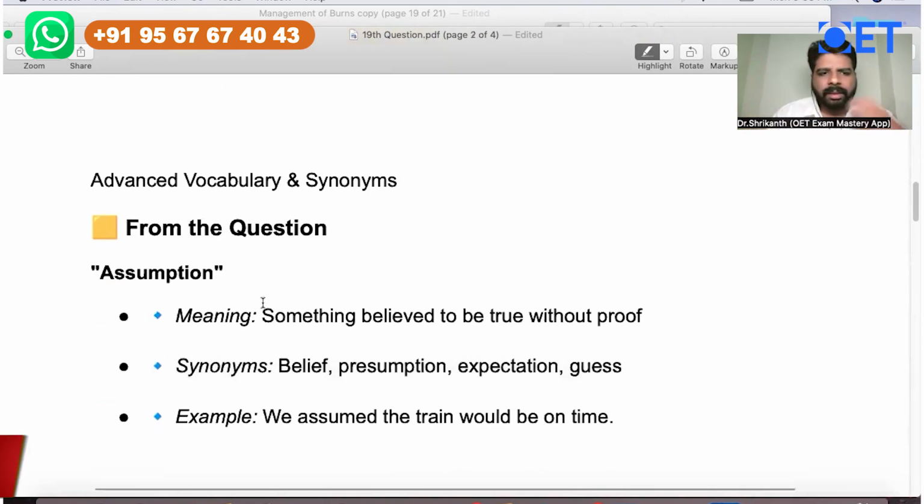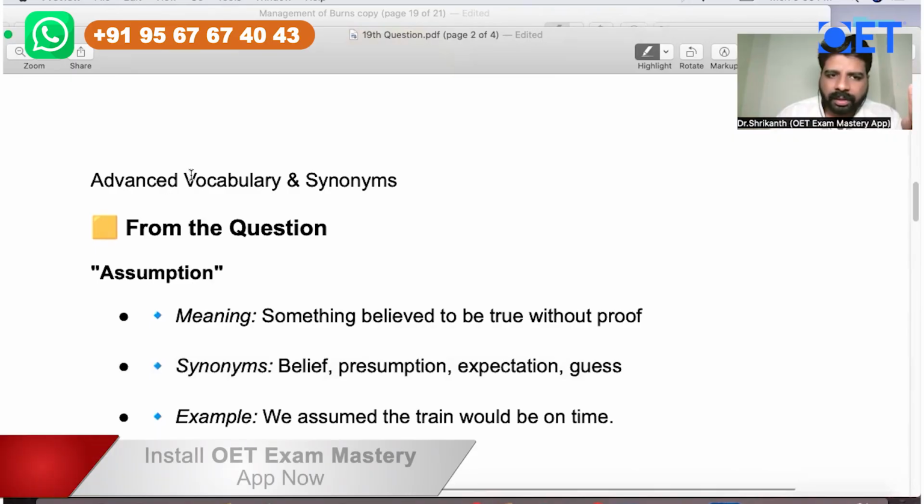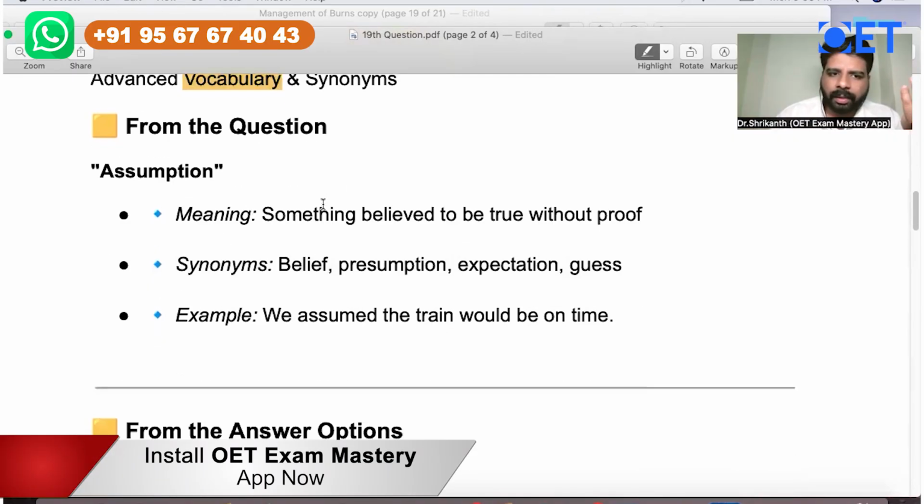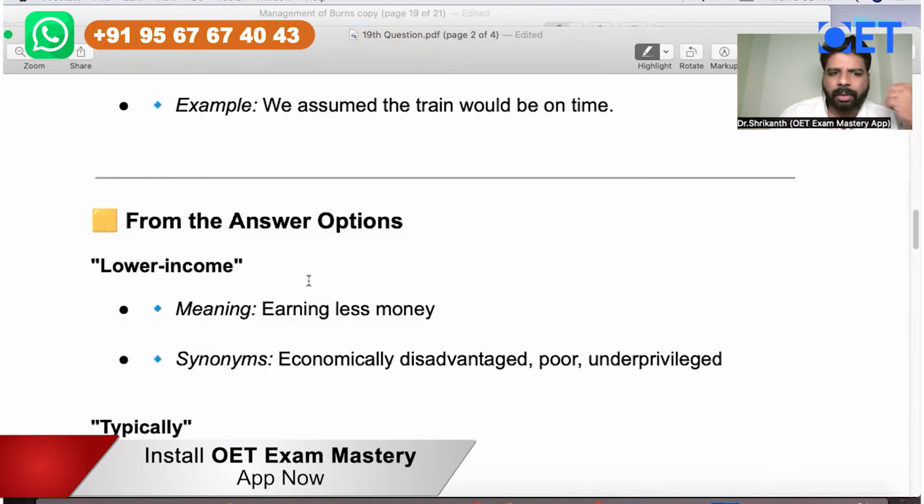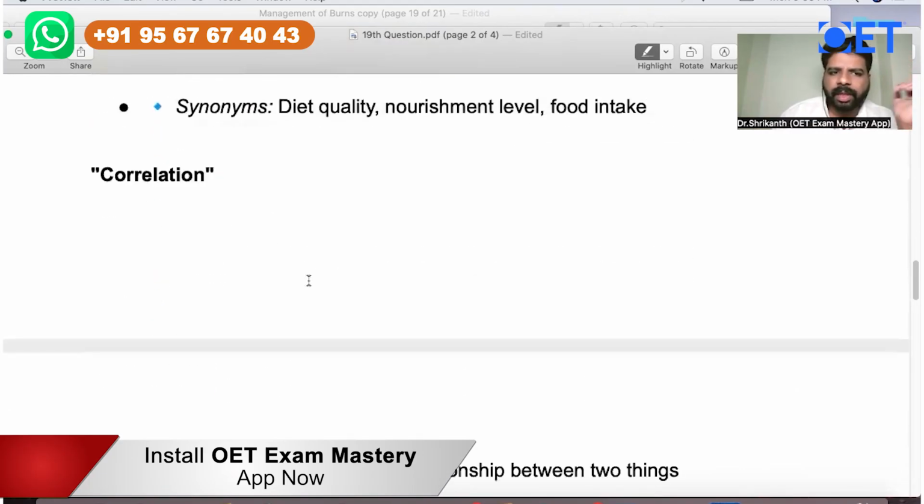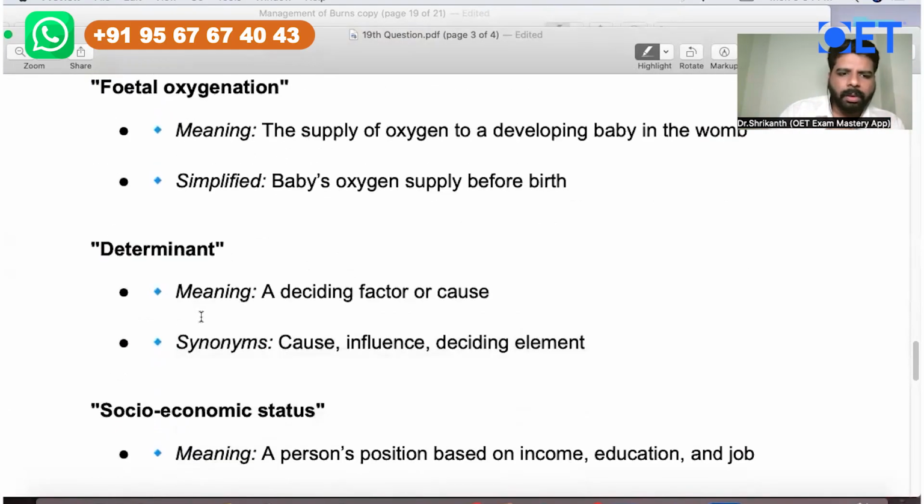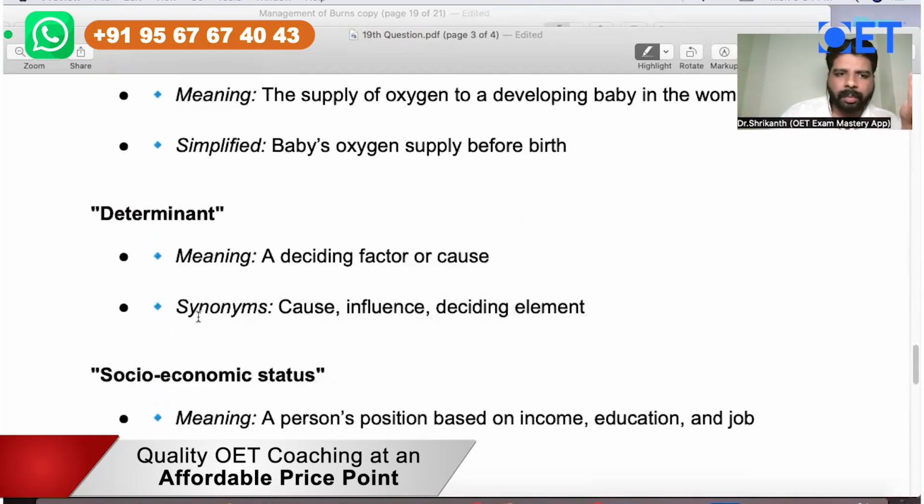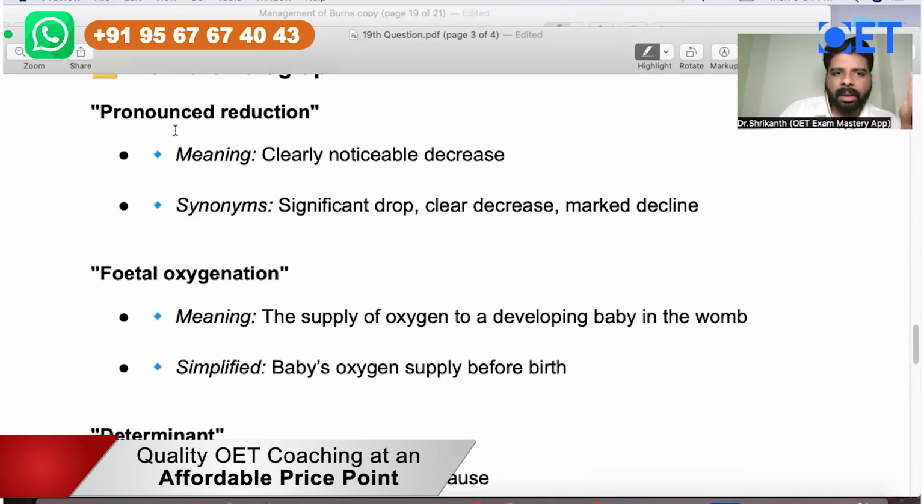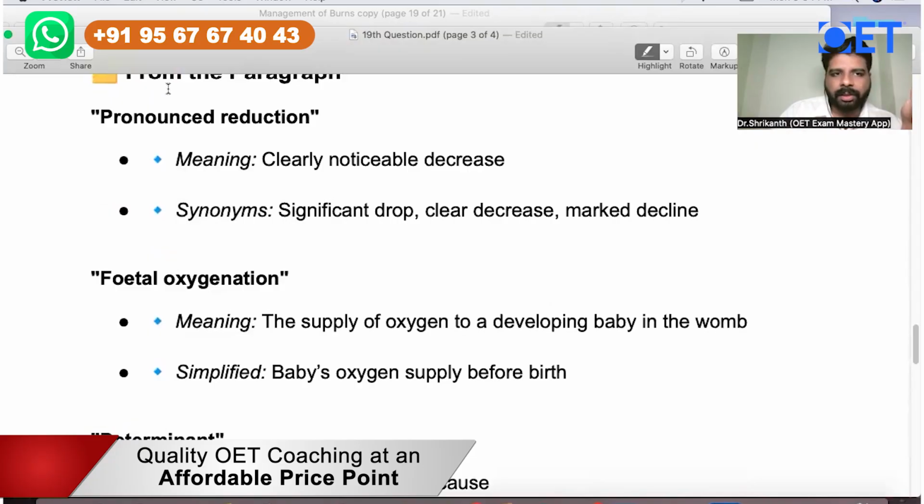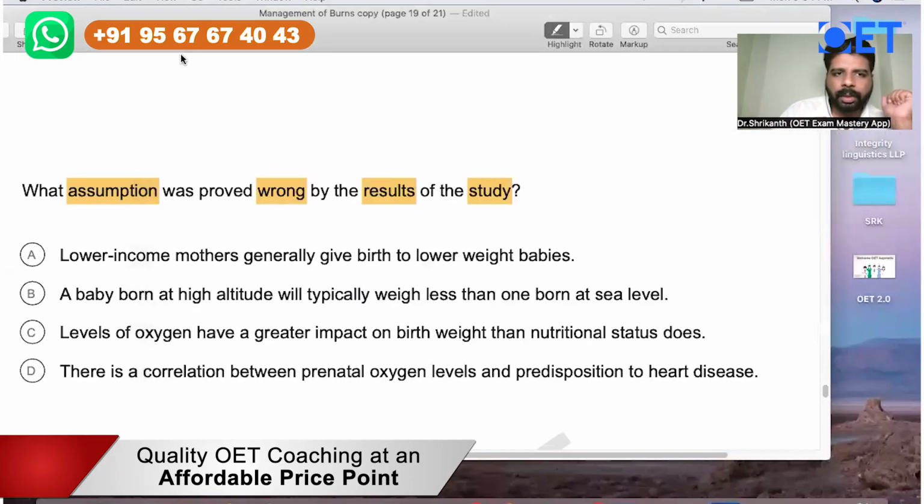And there is certain advanced vocabulary in the question, along with synonyms and certain examples, and all of that I have prepared over here. So I'll be sharing this information with you later on. As you can see, there is a lot of very advanced vocabulary like determinant, pronouns reduction, fetal oxygenation and all. So I'll send it to you later on.